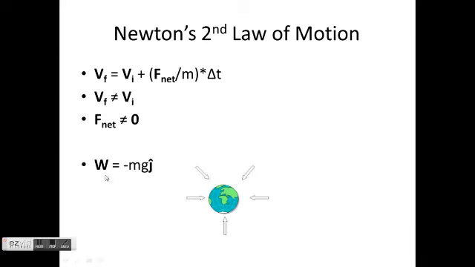So now we can apply the force of gravitation as one of the forces acting on the ball, and we can write that W equals negative mg j hat, where m is the mass of the ball, g is the gravitational constant of 9.8, and j hat is the unit vector pointing in the direction of the y-axis. And since we made it negative, it is pointing in the negative y direction.